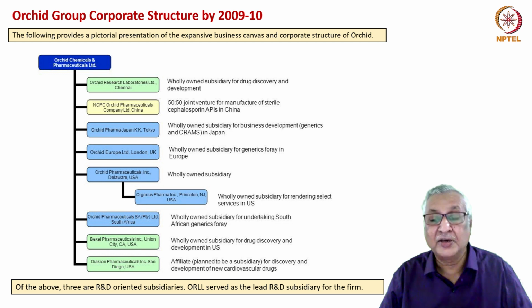ORLL served as the lead R&D subsidiary for the firm, and it had sophisticated equipment, and because of the equipment it could support the other two joint ventures in terms of their activities also. Because Orchid had end-to-end R&D and manufacturing capability, it could also produce products for clinical trials.